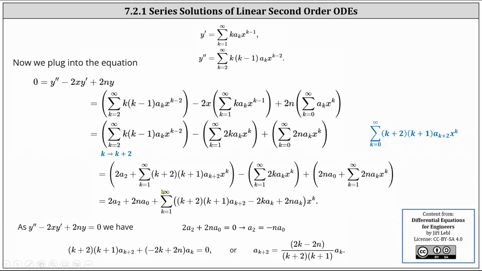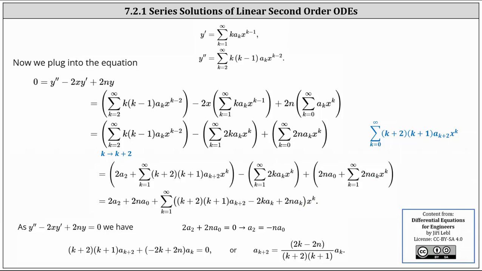This gives us the sum from k equals 1 to infinity of k plus 2 times k plus 1 times a sub k plus 2, which comes from the first power series. Then we have minus 2k a sub k, which comes from the second power series. Then we have plus 2n a sub k from the third power series. All this is being multiplied by x to the power of k.